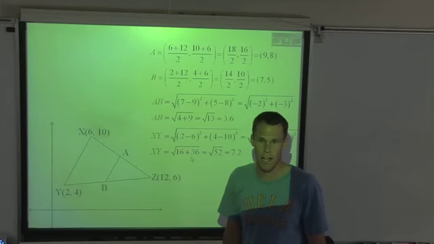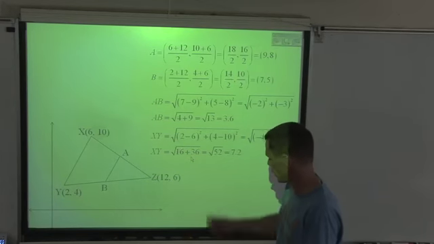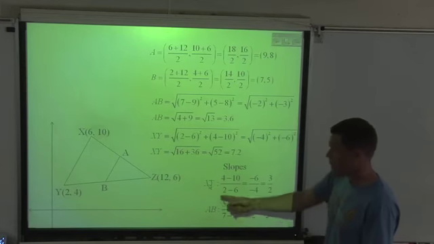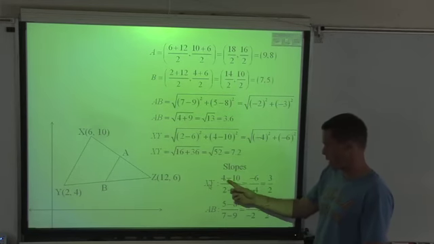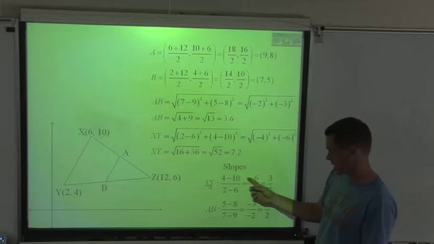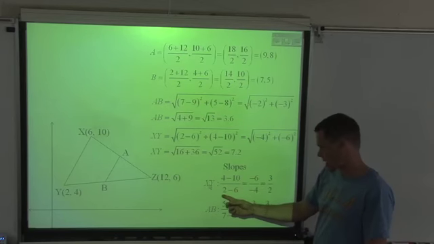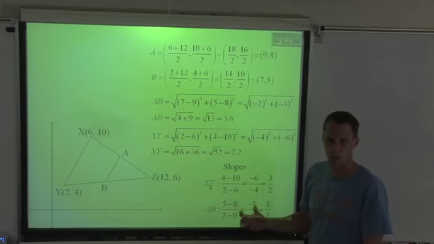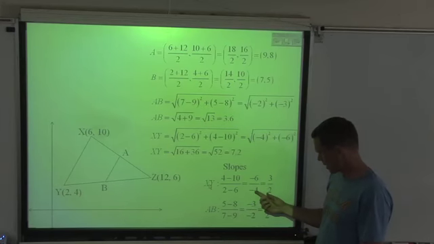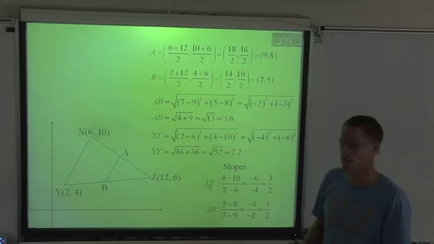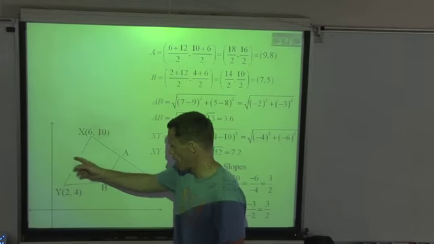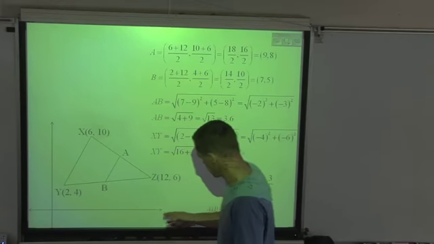The other thing we can find with coordinates is slope. We can find the slope of XY, which is this line here, as y2 minus y1, 4 minus 10, which is negative 6, over x2 minus x1. This is all algebra work. Negative 6 divided by negative 4 is 3 over 2. So it has a slope of 3 over 2. It rises 3 every time it goes to the right 2. Up 3, right 2. Up 3, right 2.